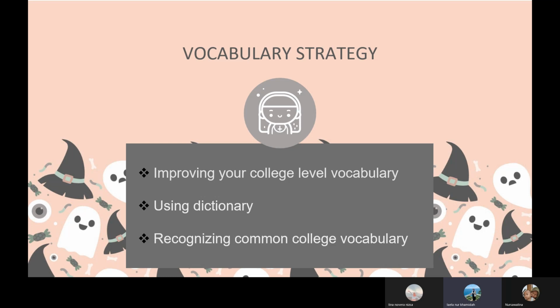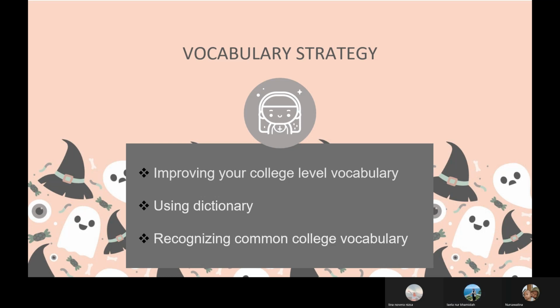The second is using a dictionary. Every college student needs to own a good college dictionary. A dictionary will help you understand different ways a particular word can be used in different contexts, and a dictionary identifies what part of speech a word is: noun, pronoun, verb, article, adjective, adverb, conjunction, and interjection. A dictionary can provide information about the origin of the word, whether it is derived from Latin, Greek, Old English, French, or another language.